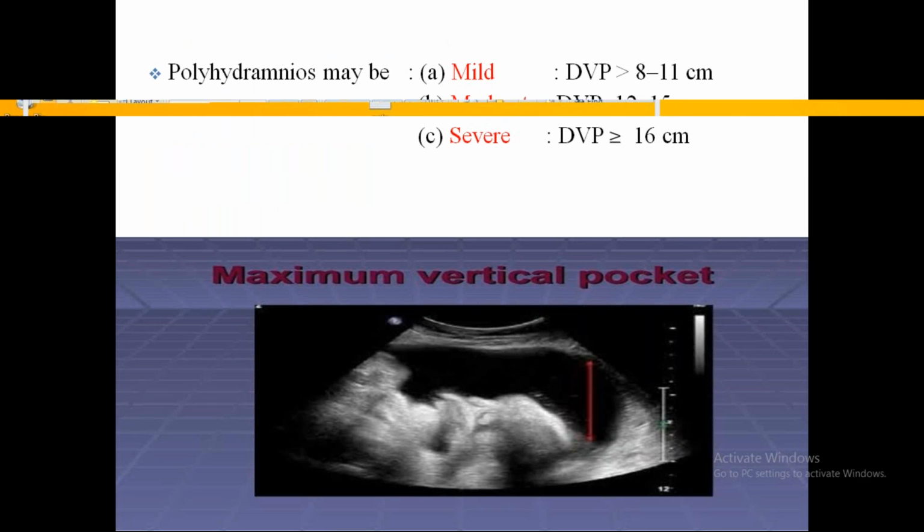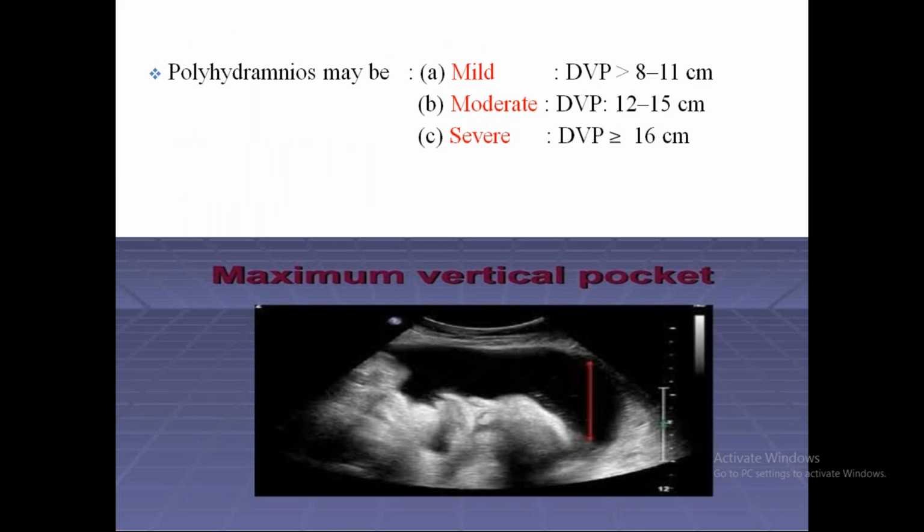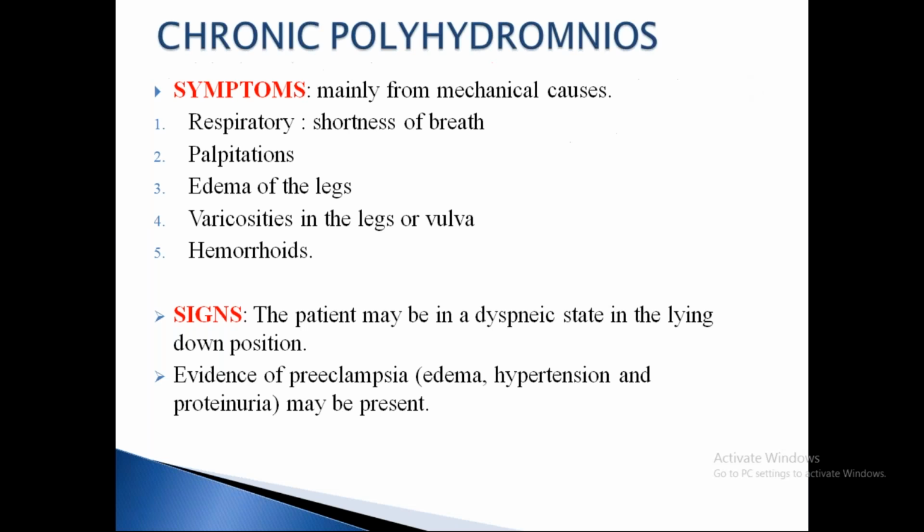And sonologically, we can divide polyhydramnios into mild, moderate, and severe. Mild means the deep vertical pocket is 8 to 11 centimeters. Very simple. 8 to 11 is mild, 12 to 15 is moderate, more than 16 is severe. See here, they will measure like this. This is an ultrasound picture. The deep vertical pocket, which is the biggest one, we will measure this. 8 to 11 centimeters is considered mild, 12 to 15 moderate, and more than 16 is severe.